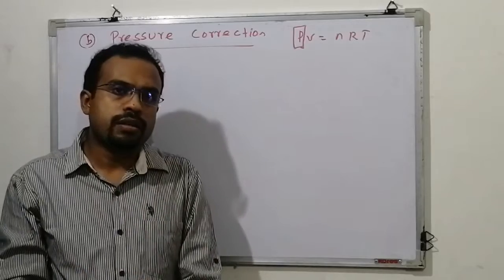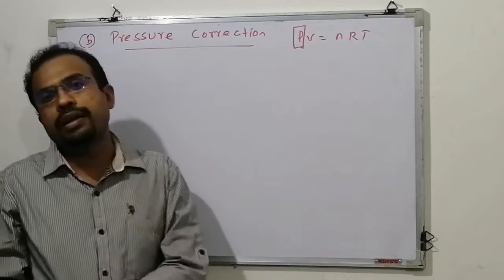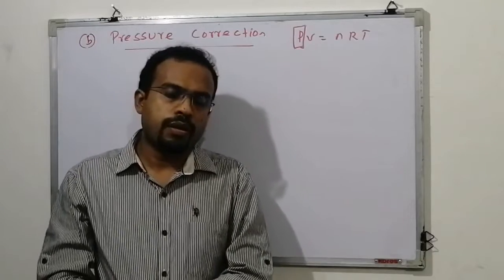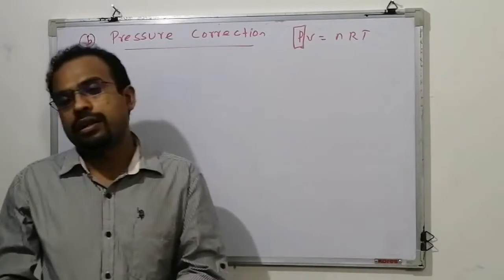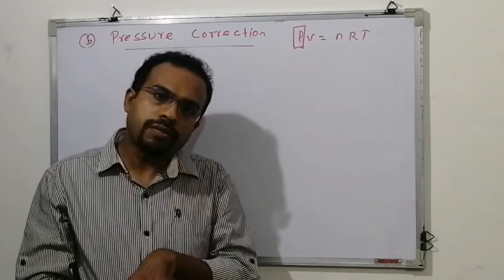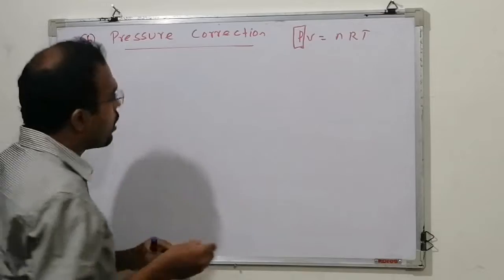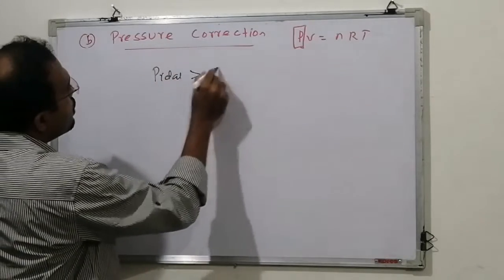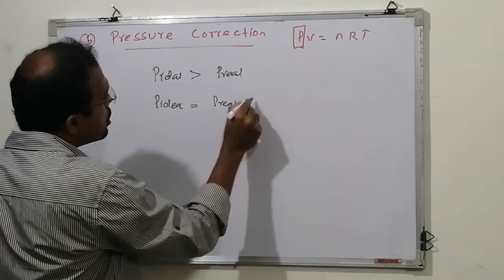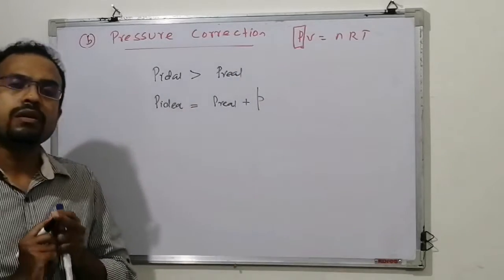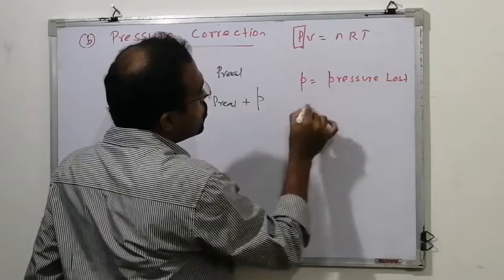Because of this attraction, the velocity of the molecule which is going to strike the walls of the container is reduced. Therefore, the pressure will be reduced. Hence, the real pressure experienced by gas molecules in a system will always be lower than its ideal pressure. Therefore, we should have a correction, that is P ideal is always greater than P real. Therefore, P ideal should be equal to P real plus a pressure correction p. This pressure p is the pressure lost due to attraction.